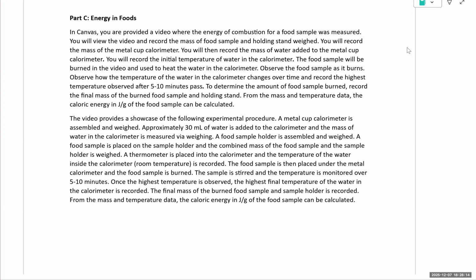You're going to observe the food sample as it burns and observe how the temperature of the water in the calorimeter changes over time. You're going to record the highest temperature observed for the water inside the calorimeter after about 5 to 10 minutes. Importantly, because we can't completely burn the food sample, to determine how much food sample we burned in this process, we're going to record the final mass of the burned food sample and the holding stand. From the mass and temperature data, the caloric energy in joules per gram of the food sample can be calculated.